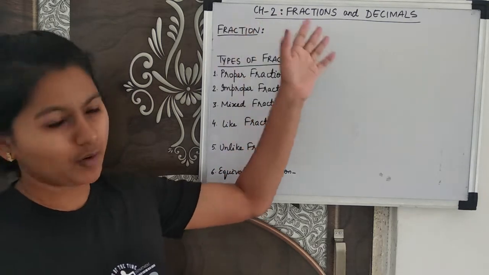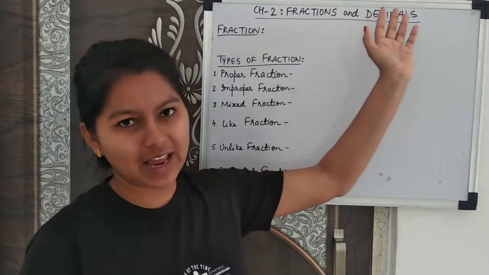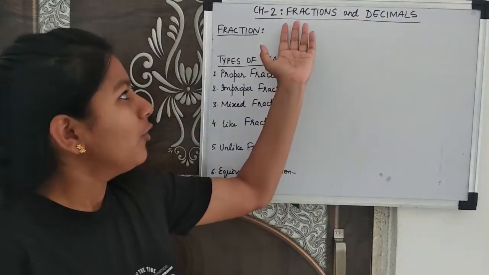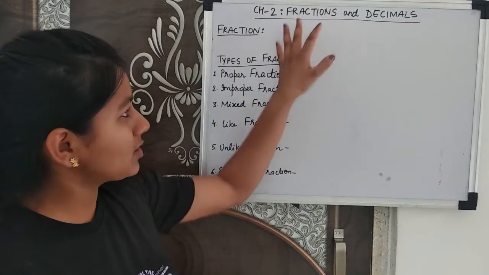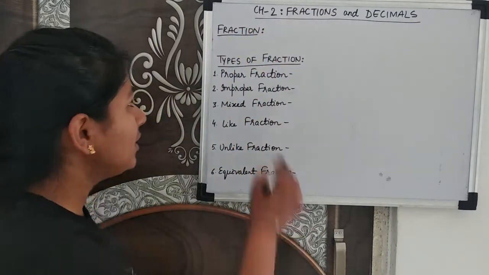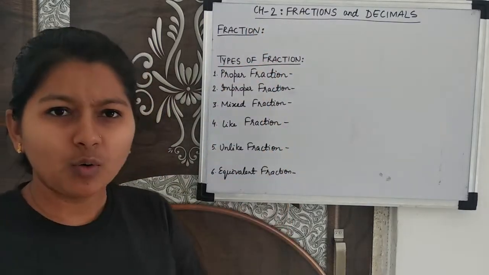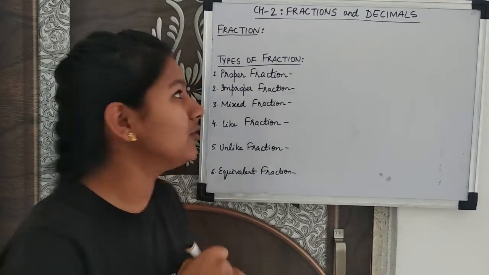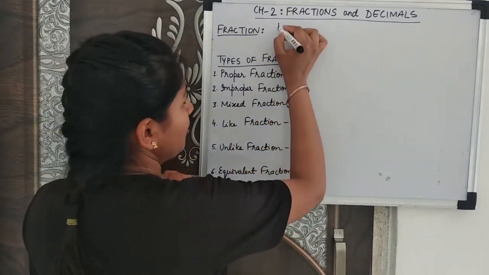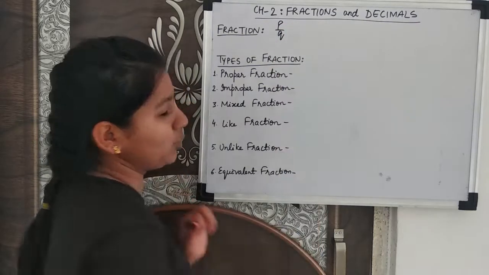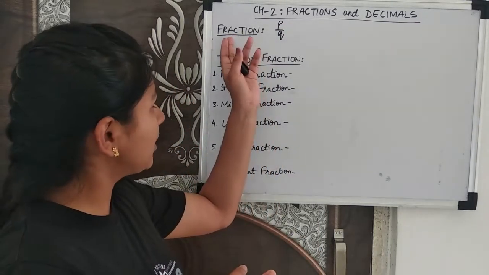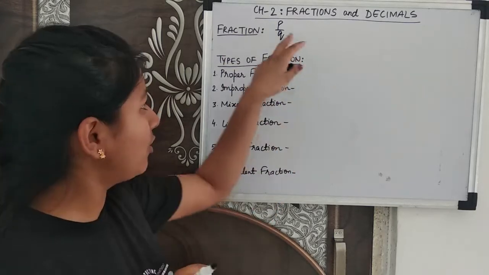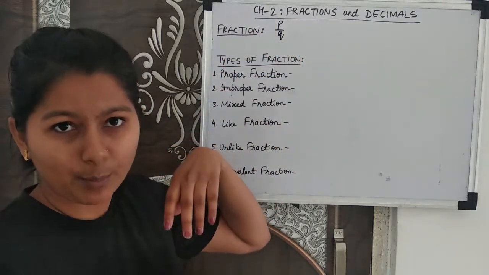Second chapter of our maths, that is fractions and decimals. First of all, we will discuss fractions. Whenever we hear this word fraction, only one thing comes to our mind: a fraction will be in the form of P upon Q. So whenever we hear the word fraction, we have an image of a number written in the form of upon.